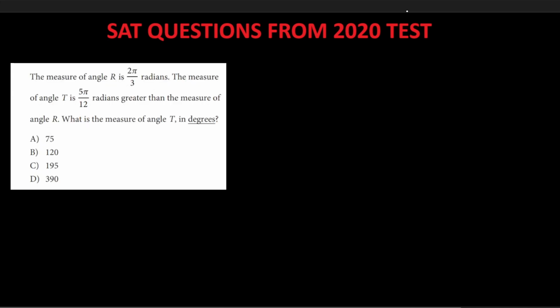The measure of angle r is 2 pi over 3 radians, and the measure of angle t is 5 pi over 12 radians greater than the measure of angle r. What is the measure of angle t in degrees? In order to do this, we need to convert both of the angles into degrees, and since t is the sum of the two measures, then we'll just simply add them together.